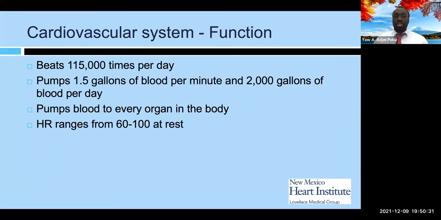The heart beats about 115,000 times each and every day. It pumps 1.5 gallons of blood per minute, for a total of about 2,000 gallons of blood each and every day. And this is all automatic without you thinking about it. Your heart continues to pump blood throughout your body. It pumps blood to every single organ in your body, your brain, your kidneys, your muscles, to allow you to walk each and every day. And typically in people, when you're at rest, your heart rate ranges from 60 to 100 beats per minute, and obviously a little faster with exercise.